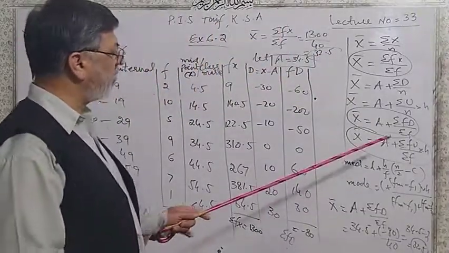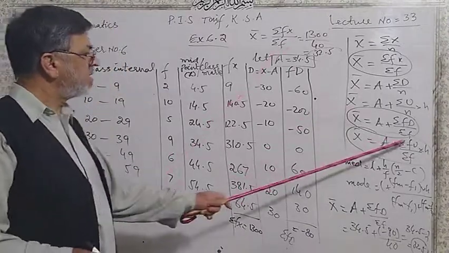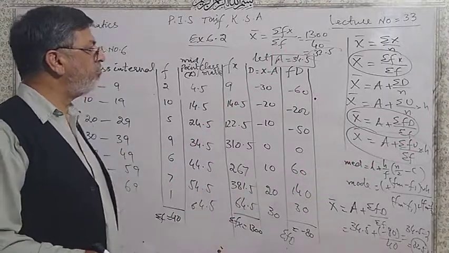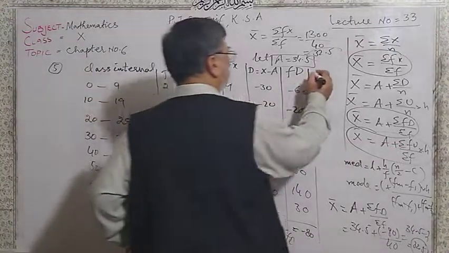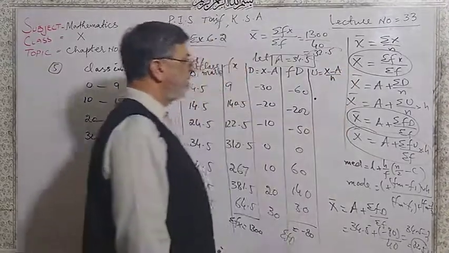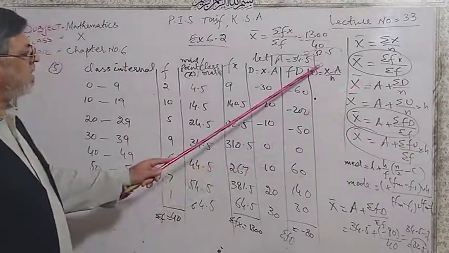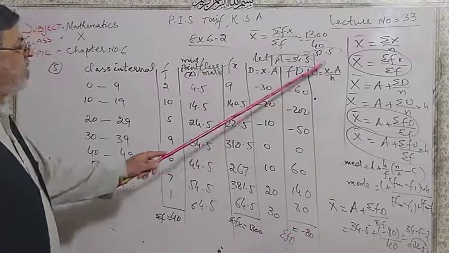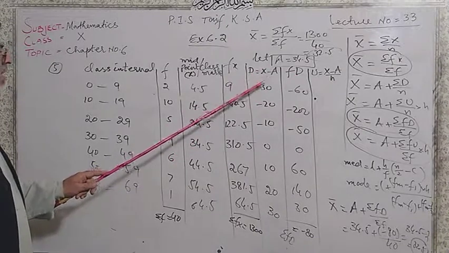In case of the third formula, you can take A as the same, sigma fu over sigma f into h. What is meant by sigma fu? Basically f is the same, but u is x minus a over h. Dear students, what is meant by u? u is x minus a over h. So x minus a, you have seen what x minus a is here.